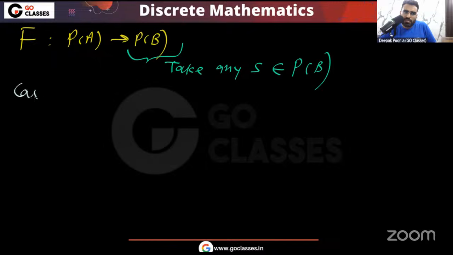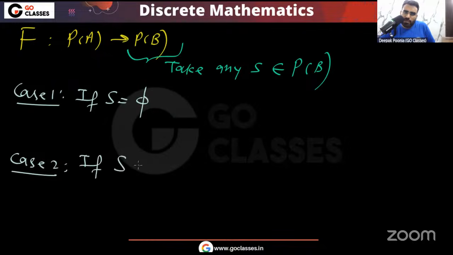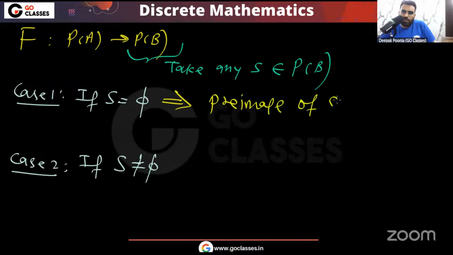For example, there are two cases. Case one, if S is empty, and case two, if S is not empty. Now remember, if S is empty, then it's very easy. You know that the pre-image will be the empty set, since the empty set maps to the empty set. That we have already seen. So the pre-image of S is the empty set. Is this clear? Very simple, the empty set maps to the empty set.